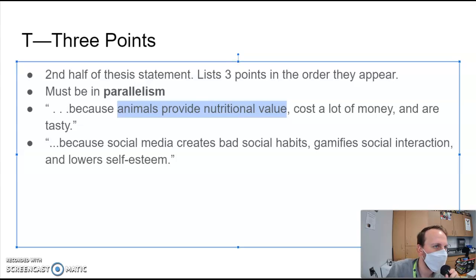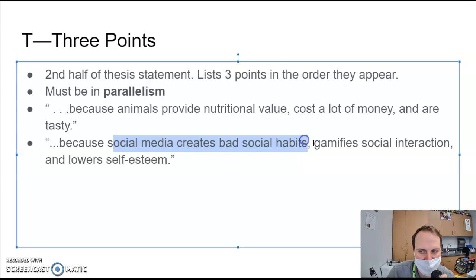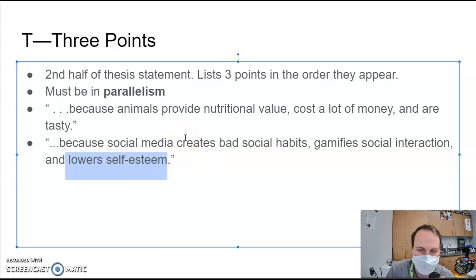Okay? Where does that tell you the essay is going? One, he's going to have a paragraph about animals providing nutritional value. Two, about them costing a lot of money. And three, about pets being tasty. Okay? Or parents should limit their students' time on social media because social media creates bad social habits, it gamifies social interaction, and it lowers self-esteem. Notice, those are his or her 3 paragraphs. They're going to talk about bad habits. They're going to talk about gamifying social interaction. And they're going to be talking about lowering self-esteem.